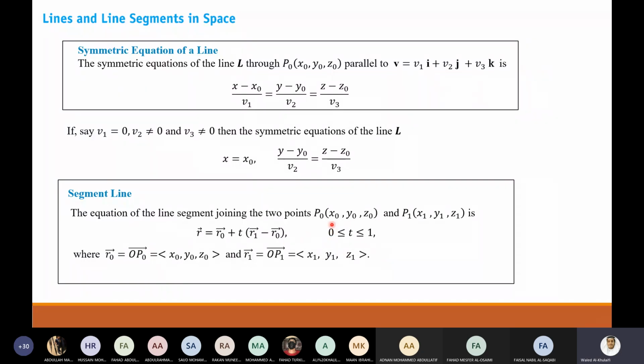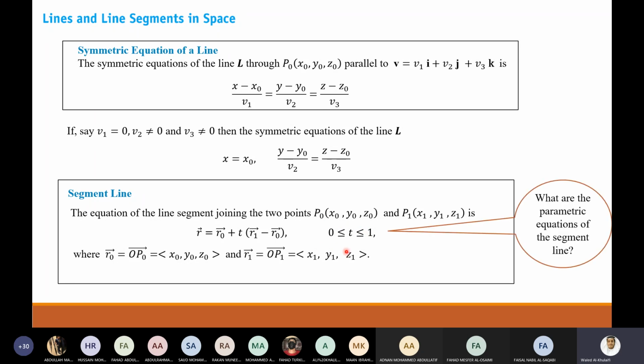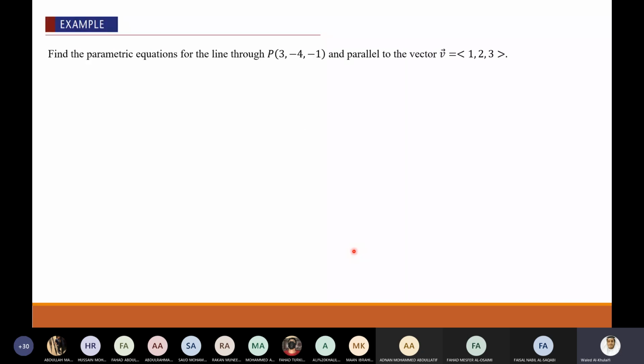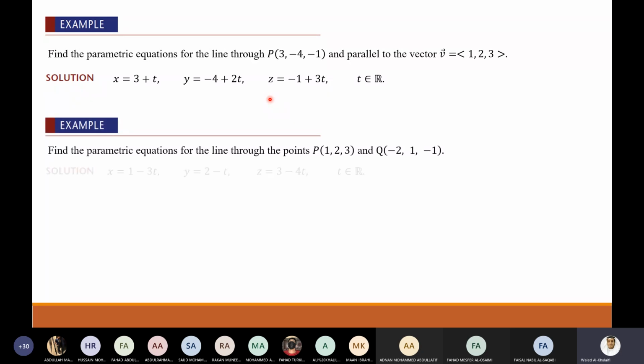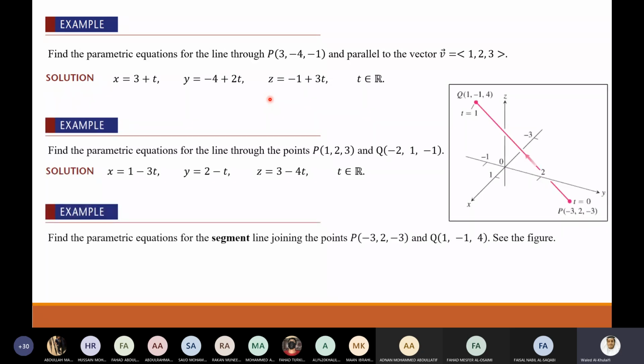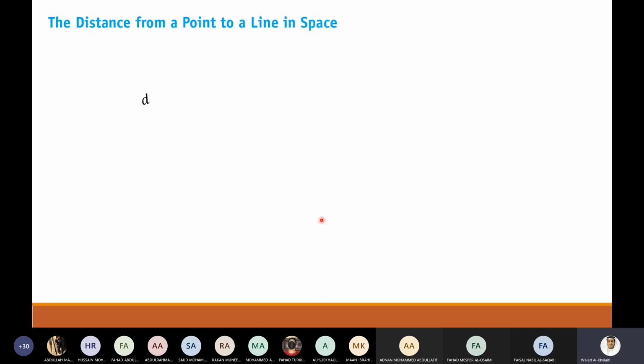And I showed you a way that if someone gave me 2 points and I want to find the line segment equation, t will automatically be between 0 and 1. And we had questions and discussion about this one. And here I said what are the parametric equations, so I left this to you. And then we solved this example, and this example, and also this example here about the line segment, the last one.